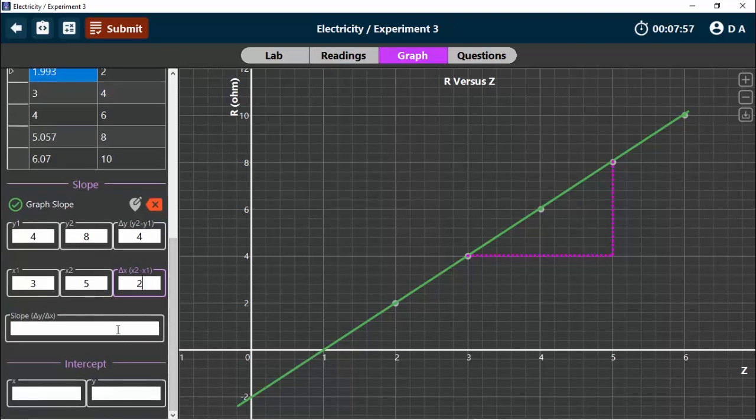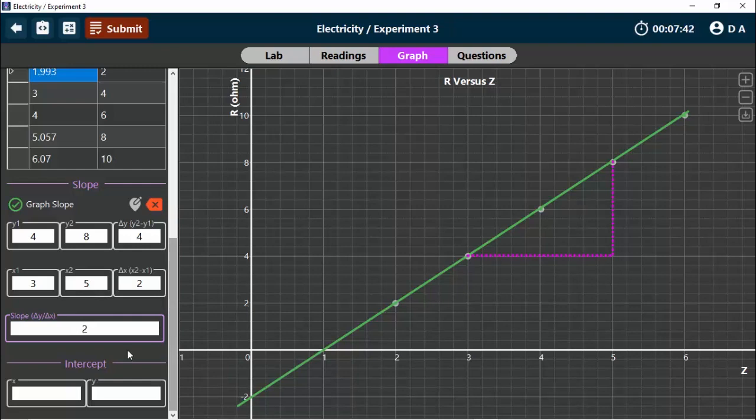Okay, so what's the slope? The slope is the change in y divided by the change in x. In other words, if you divide this 4 by 2, you get your slope. So 4 divided by 2 will give you 2.